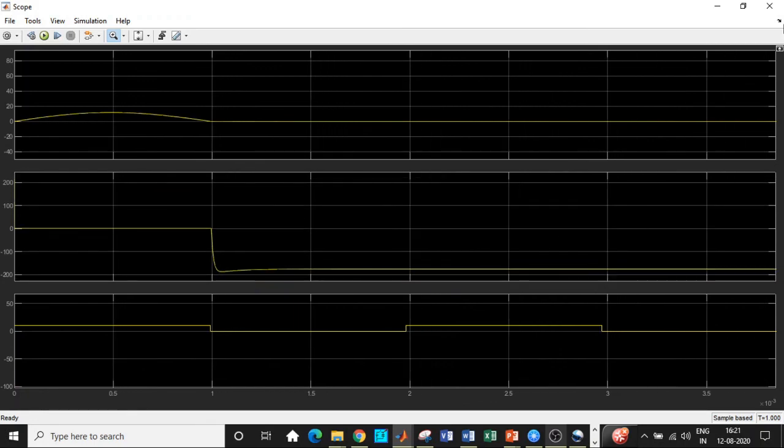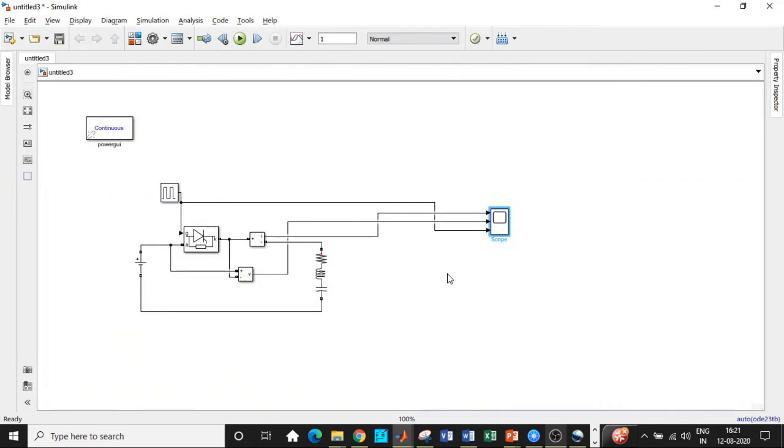I hope this video gives you a clear explanation of how to simulate and turn off a thyristor using class A commutation, also known as load commutation.